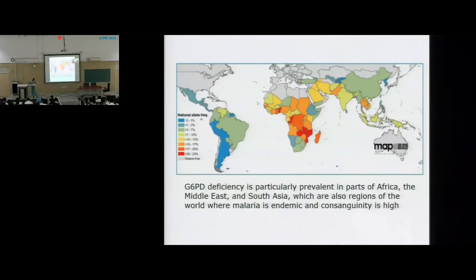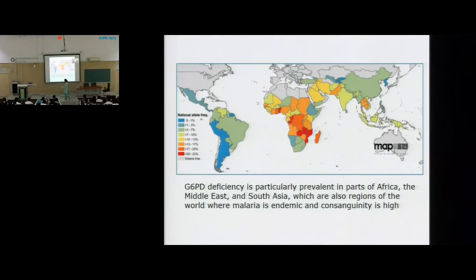G6PD deficiency is very, very common. These are the different percentages in which it is there. Almost the whole map is colored. And the interesting thing they found in population genetics was that these were areas where there is a high amount of G6PD deficiency. There is also an overlapping area of malaria endemicity. So wherever malaria is endemic, there is more glucose 6-phosphate dehydrogenase deficiency.